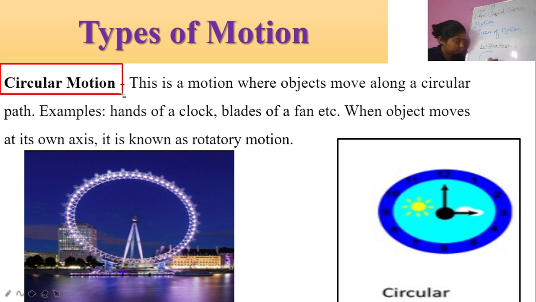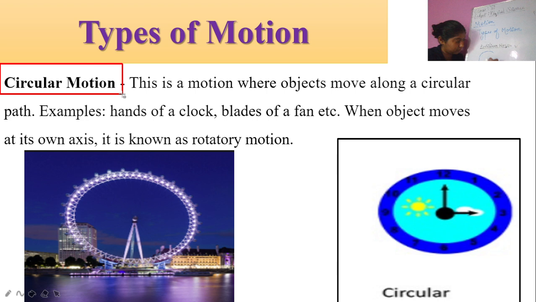Okay students, so remember from the circular motion we get the circular path. Those objects whose motion is along a circular path, we can say that is circular motion. Like hands of a clock, blades of a fan. Whenever you see the fan moving, it is also moving in a circular way. When the object moves on its own axis, it is called a rotatory motion. So this is circular motion. It is also known as a rotatory motion.